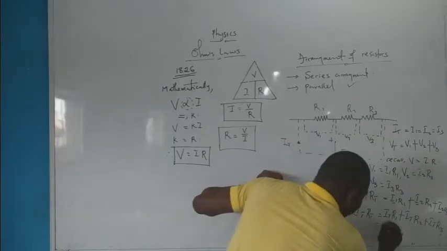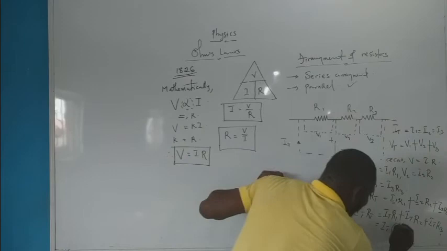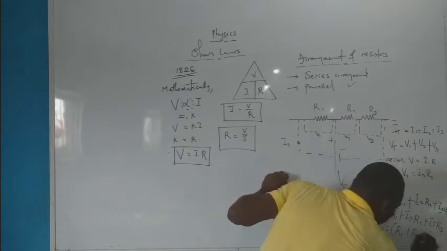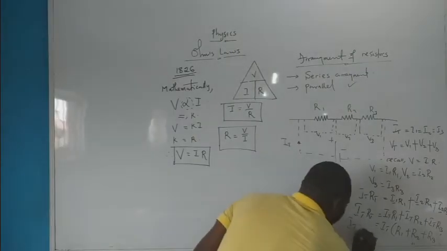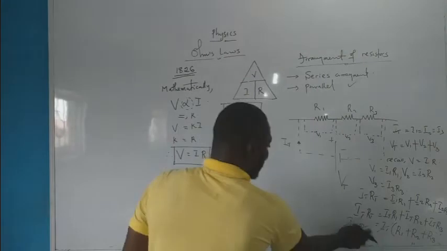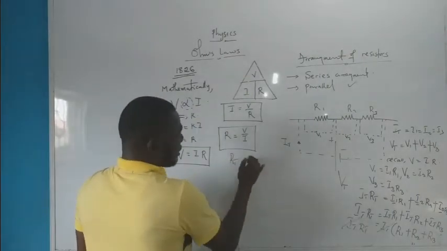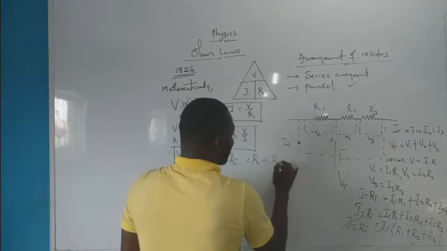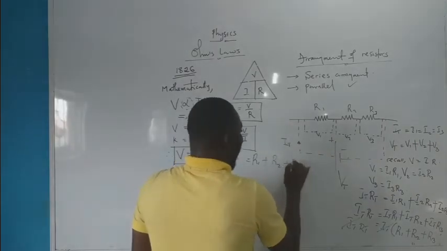IT is common, so IT into the bracket R1 plus R2 plus R3 equals IT R total, after which we cancel both. So we are left with RT equals R1 plus R2 plus R3.